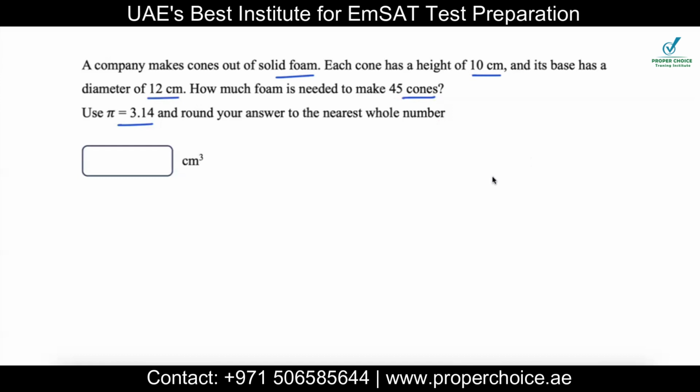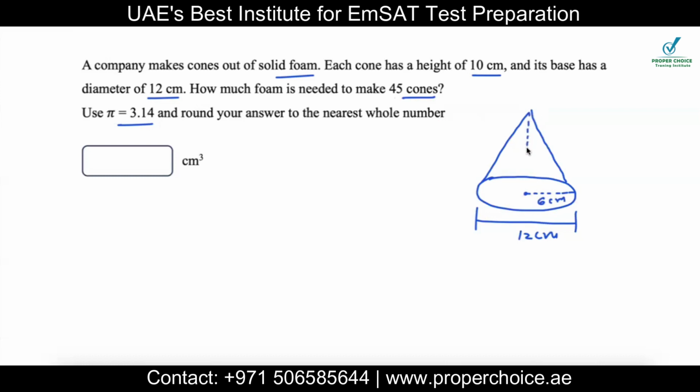What actually are we talking about? Let's take this as the cone. If I consider, this is how it is going to be. They are trying to make it like this. The question has given us the diameter of the cone, that is 12 centimeter. So the radius of the cone will be half of its diameter, so the radius is going to be 6 centimeter. The question also says that the height of the cone is 10 centimeter. So height is equal to 10 centimeter.